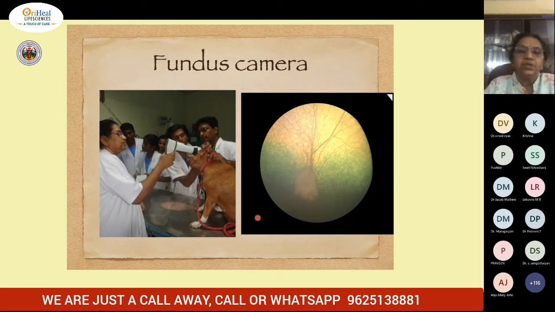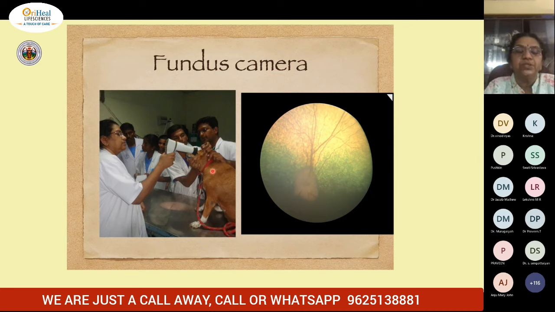A fundus camera is another important equipment you need, and various types of fundus cameras are available in the market. With the help of your phone also you can take a picture of the fundus, but a fundus camera has additional facilities where you can store and review the pictures. When the patient is brought again, you can see if there is an attenuation of the blood vessels inside the optic disc, or if the vessels are coming back. All this you can assess by reviewing the pictures you have already taken with the fundus camera. You can also transfer all these pictures to the computer, which is another advantage.